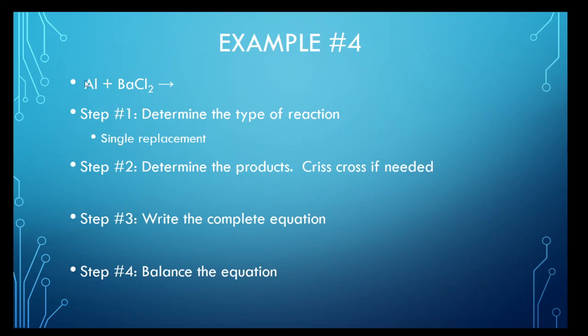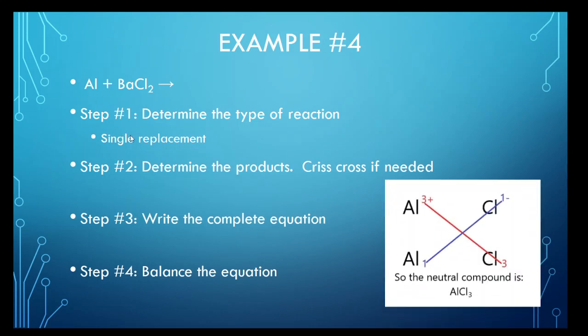So our aluminum is going to come in and take the place of our barium, and determine the products, crisscross if needed. So let's determine if we need to crisscross. Well, we have aluminum, which is a metal, and we have barium, which is a metal, and chlorine, which is a non-metal. So this will switch. This is already an ionic compound here with barium, a metal, plus chlorine, a non-metal. And we're going to replace barium with another metal. So again, this is going to be an ionic compound. So we will need to crisscross, okay?